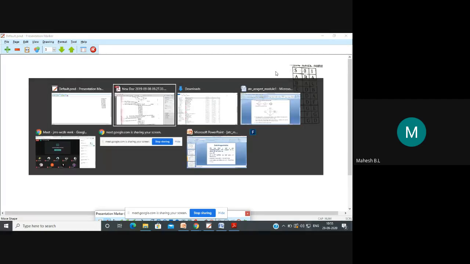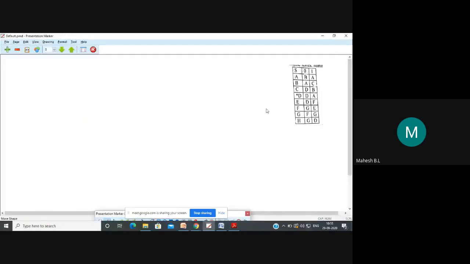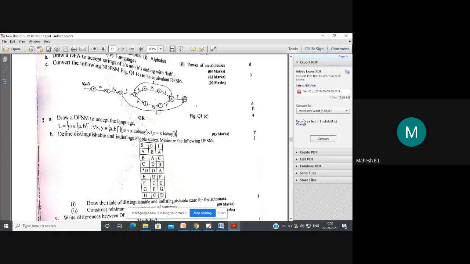Is it given? One second. Let's see the question. It is not mentioned which is the initial state. Star means it is representing the final state. That means T is the final state, but which is the initial state, that is not mentioned. Okay, let's consider some other problem. So see here, define indistinguishable and distinguishable states. This definition we'll see later. Then you have to minimize. The table is given, but there is a mistake. They have not mentioned which is the initial state.